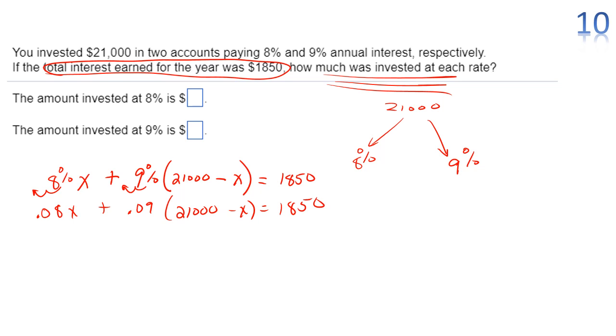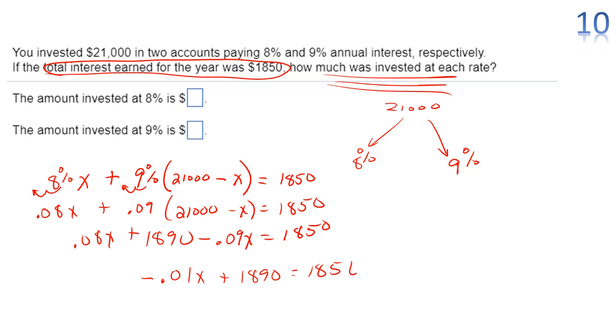Then you will need to use a distributive property to multiply with that 0.09. So 21,000 times 0.09 is going to give me 1890, and 0.09 times that X looks like this. Now, when we combine our like terms with the X, that will give me a negative 0.01X plus 1890 equals 1850. To solve it, just subtract the 1890 on both sides. I have negative 0.01x equals negative 40.